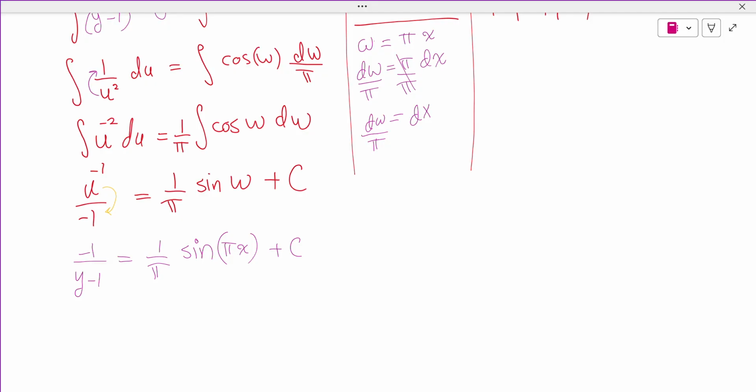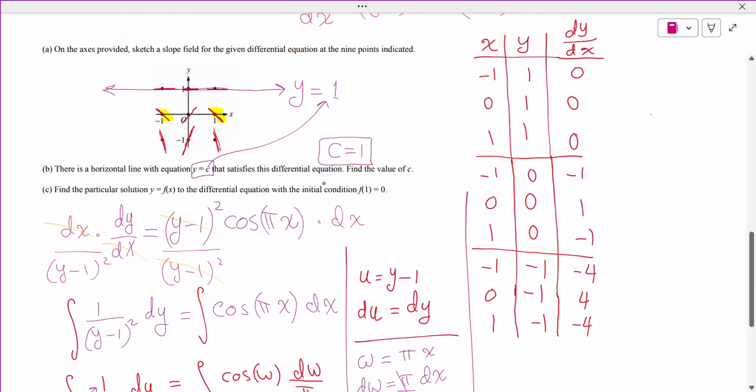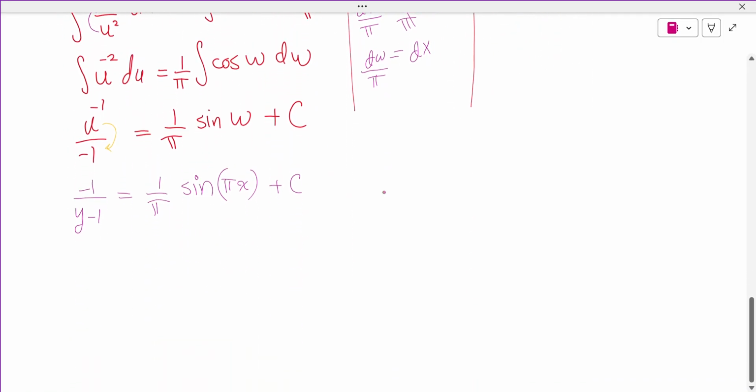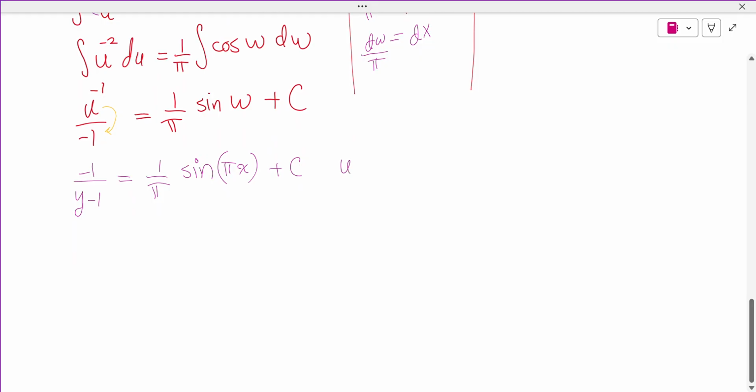Now we need to use the given initial point to find the value of c. The initial condition, if you look back at part C, says f of 1 equals 0. That means we can use 1 and 0 to find the value of c. So if you substitute x equals 1 and y equals 0, you can find the value of c.